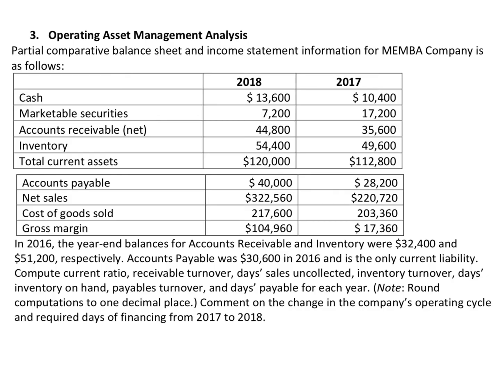Here's one where we're going to be computing all those different ratios. We're going to do the current ratio, receivables turnover, days sales uncollected, inventory turnover, days inventory on hand, payables turnover, and days payable for each year. After we do all of that, we're going to figure out if there is a financing gap. We're going to be doing this for 2018, so 2017 is the beginning of the year, 2018 is the end of the year. Let's see what those ratios look like.